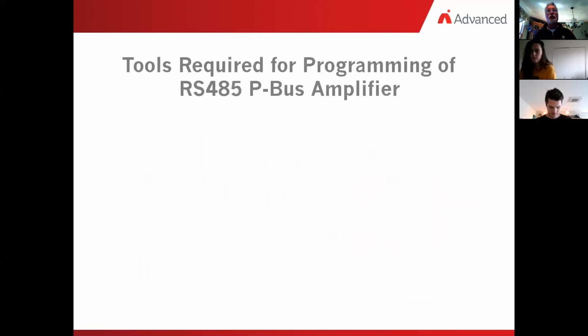Now, there are some tools that are required to program the amplifier. The first item is the AX config tool. Again, you cannot program this in the faceplate of the fire panel. You do need to use the AX config tool. And the other item that you need will be the AX amp tool. Again, you can't program this anyplace else other than using these tools.